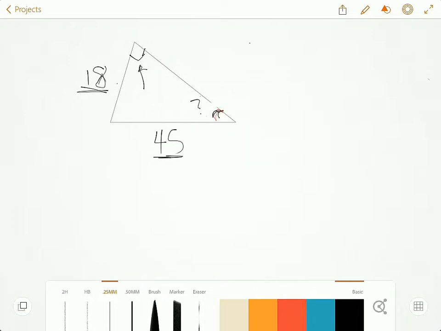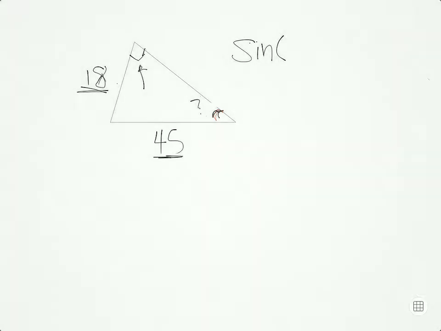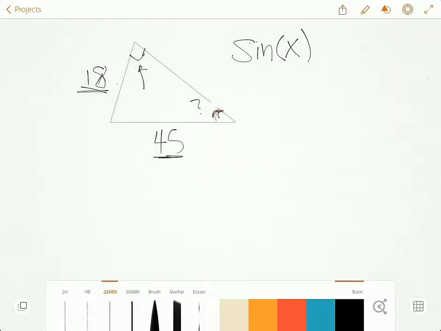So I'm going to do sine. My angle this time is x instead of a number. So sine of x equals opposite, which is 18, over the hypotenuse, which is 45. But I want to get x all by itself here.